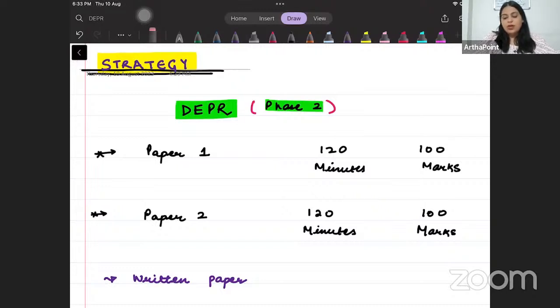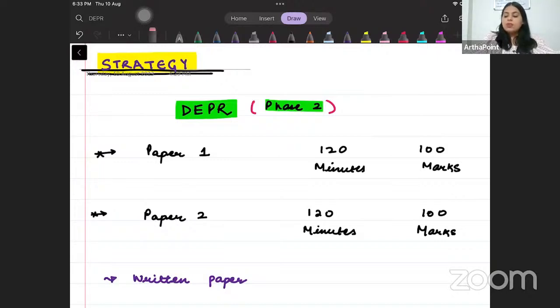Hello, good evening, everyone. Today, we will discuss what Phase 2 DEPR is all about. What should be your strategy for Phase 2? What are the books that you should be referring to? And how should you be writing answers in the RBI DEPR Phase 2 exam? So today we will be doing a thorough analysis of the RBI DEPR Phase 2 paper.